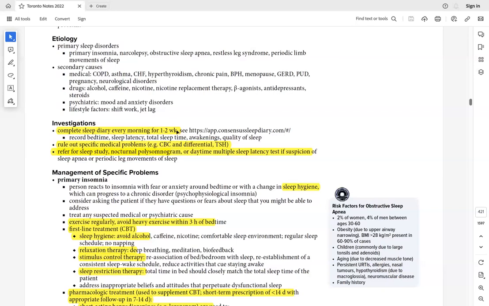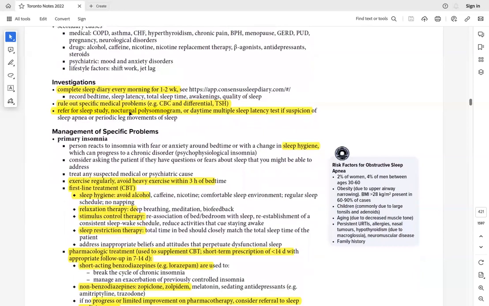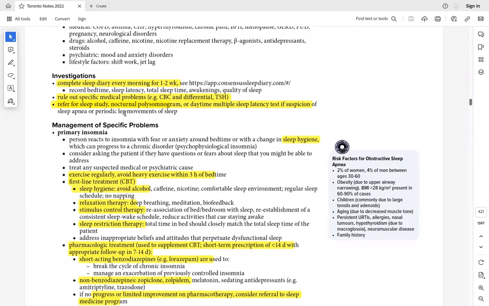And then we will call them back and we will check them after 2 weeks, reassess them, what does the diary say. If we are suspecting any other underlying organic medical cause, then we have to perform some investigations like CBC differential. They might be presenting with some symptoms of thyroid, so we have to do TSH. Refer to sleep studies, nocturnal polysomnography. These come in sleep studies. When do we do this? In obstructive sleep apnea. Okay. So according to the presentation, this is going to change.